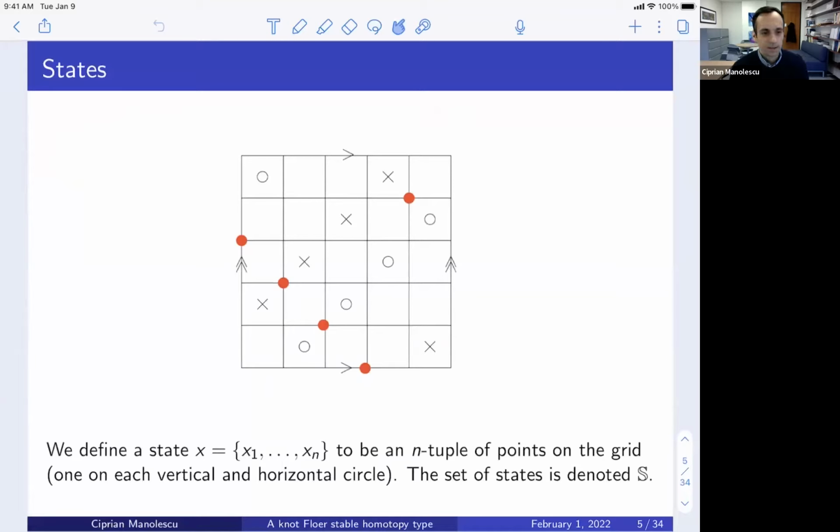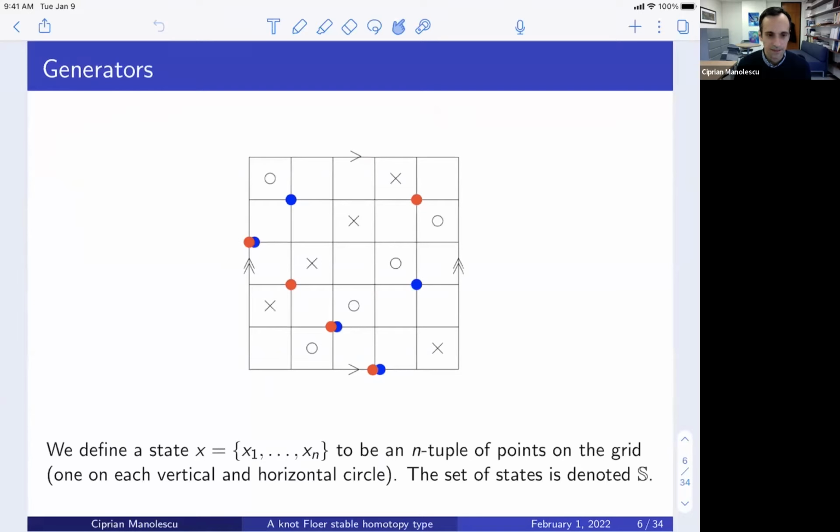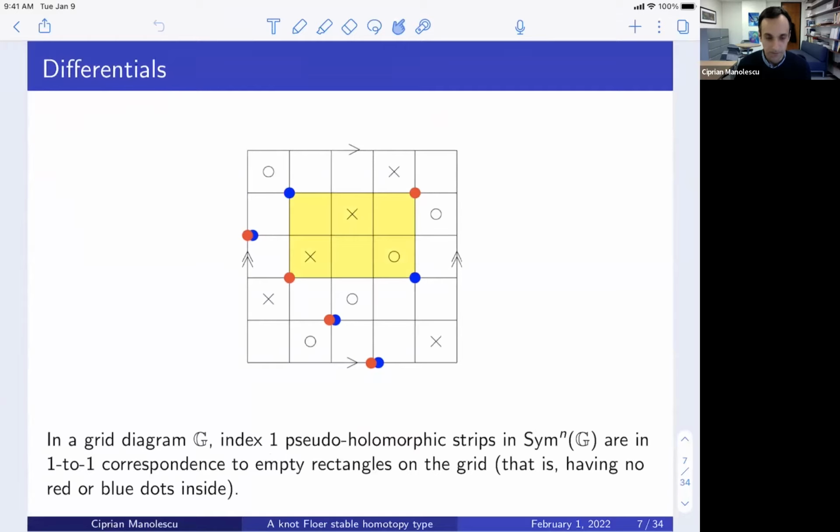In a grid diagram, we're going to define a chain complex. The generators are the states, which are n-tuples of points on the grid, one on each vertical and horizontal circle, and they correspond to permutations of n elements. And here's another generator in blue, another n-tuple. Oh, by the way, we're on the torus, so we're identifying the opposite sides.